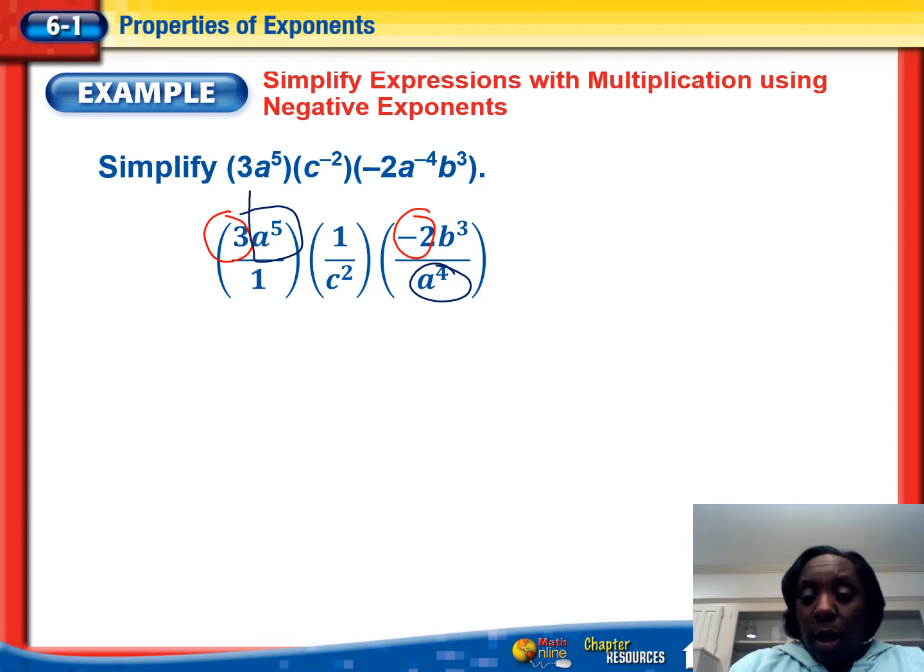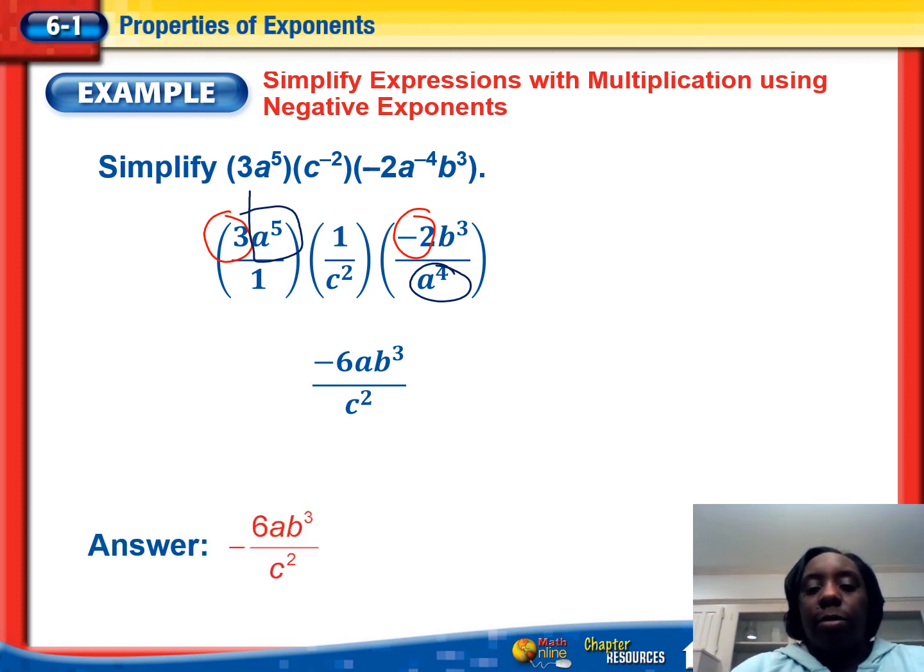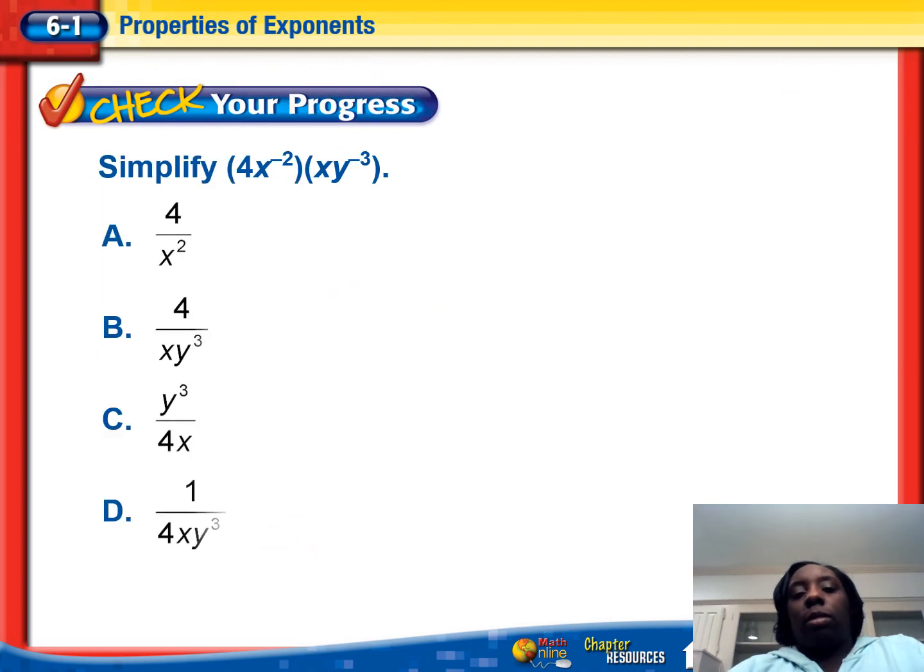So how many a's are left in this multiplication problem? 1a. Should it be in the numerator or the denominator? Numerator. So if I move it, I get this. Negative 6, ab to the third. It didn't change. It's c to the second in the denominator. You guys try it. 3, 2, 1.